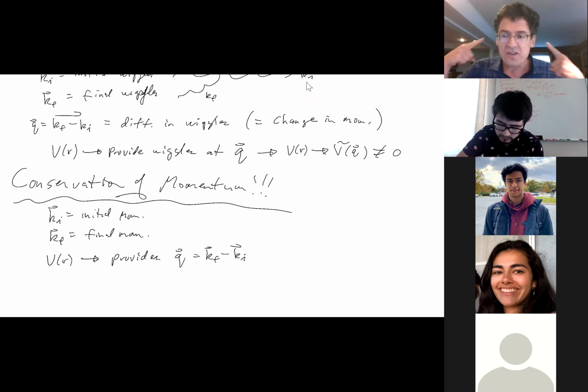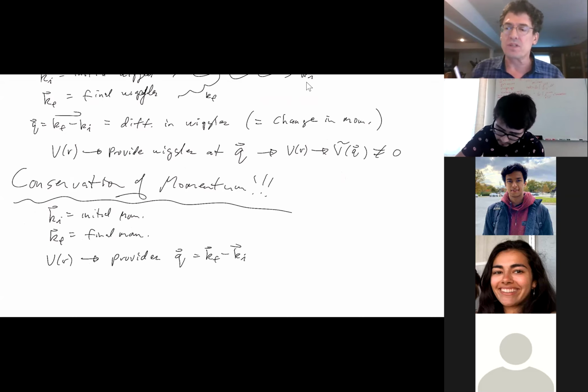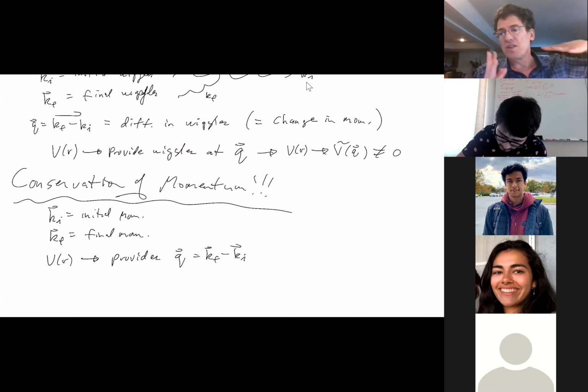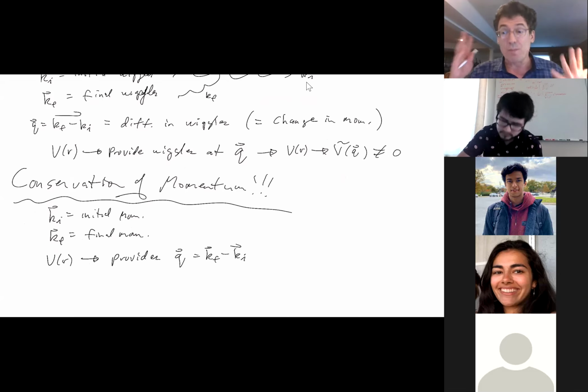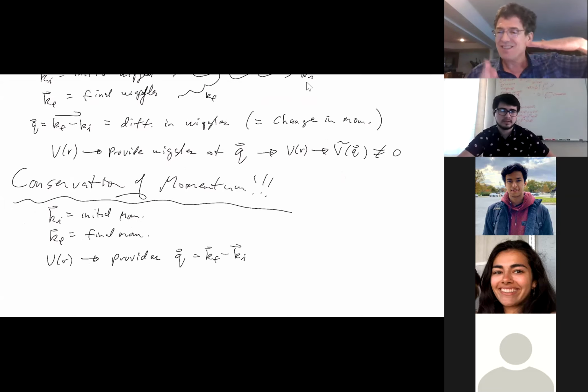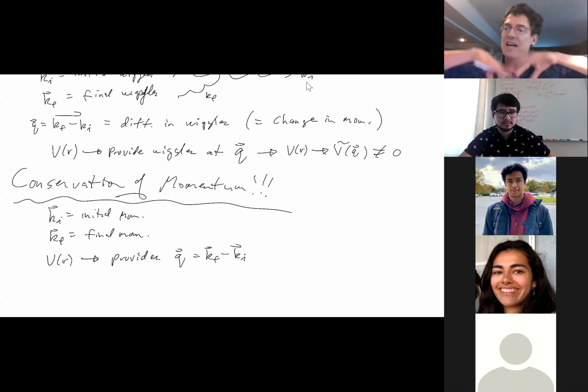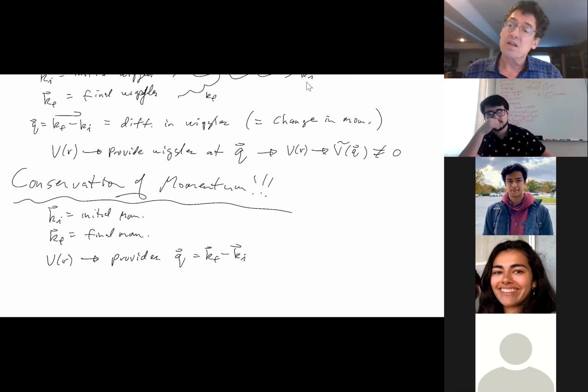So the way for you to physically interpret this is that the potential is providing the momentum. That's the scattering momentum, okay? I have my initial, I got my final, and it's the potential itself that had to have wiggles that gave me exactly the change in momentum. That is a very fundamental concept in quantum mechanics.